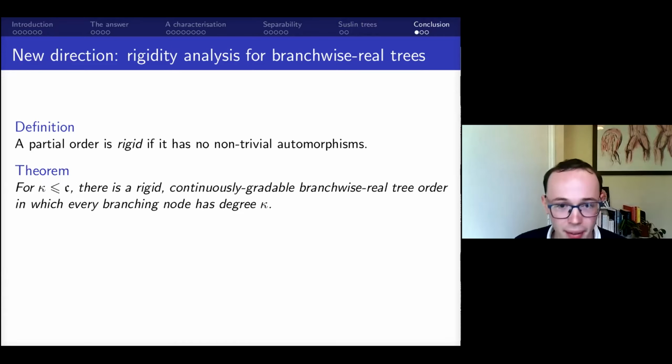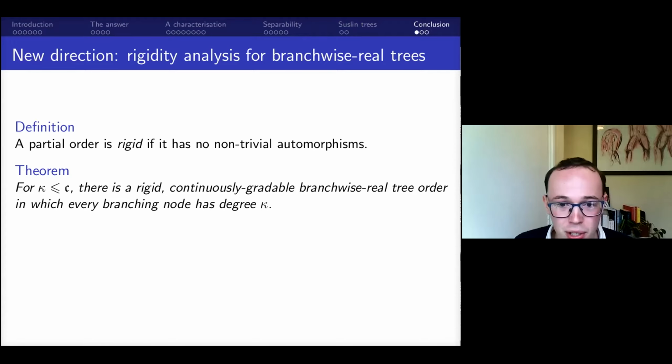Well, in fact, we can, and we can find one satisfying various additional properties. So for kappa less than or equal to the continuum, there is a rigid branchwise-real tree order, which is also continuously gradable, and moreover is such that every branching node has degree kappa. So somehow the rigidity of this tree is not resulting from the fact that we have lots of different degrees going on, because all of the branching nodes have degree kappa. So there's some other structural property of the tree which is making it rigid. I'm not going to prove any of these results, I just want to give an indication.